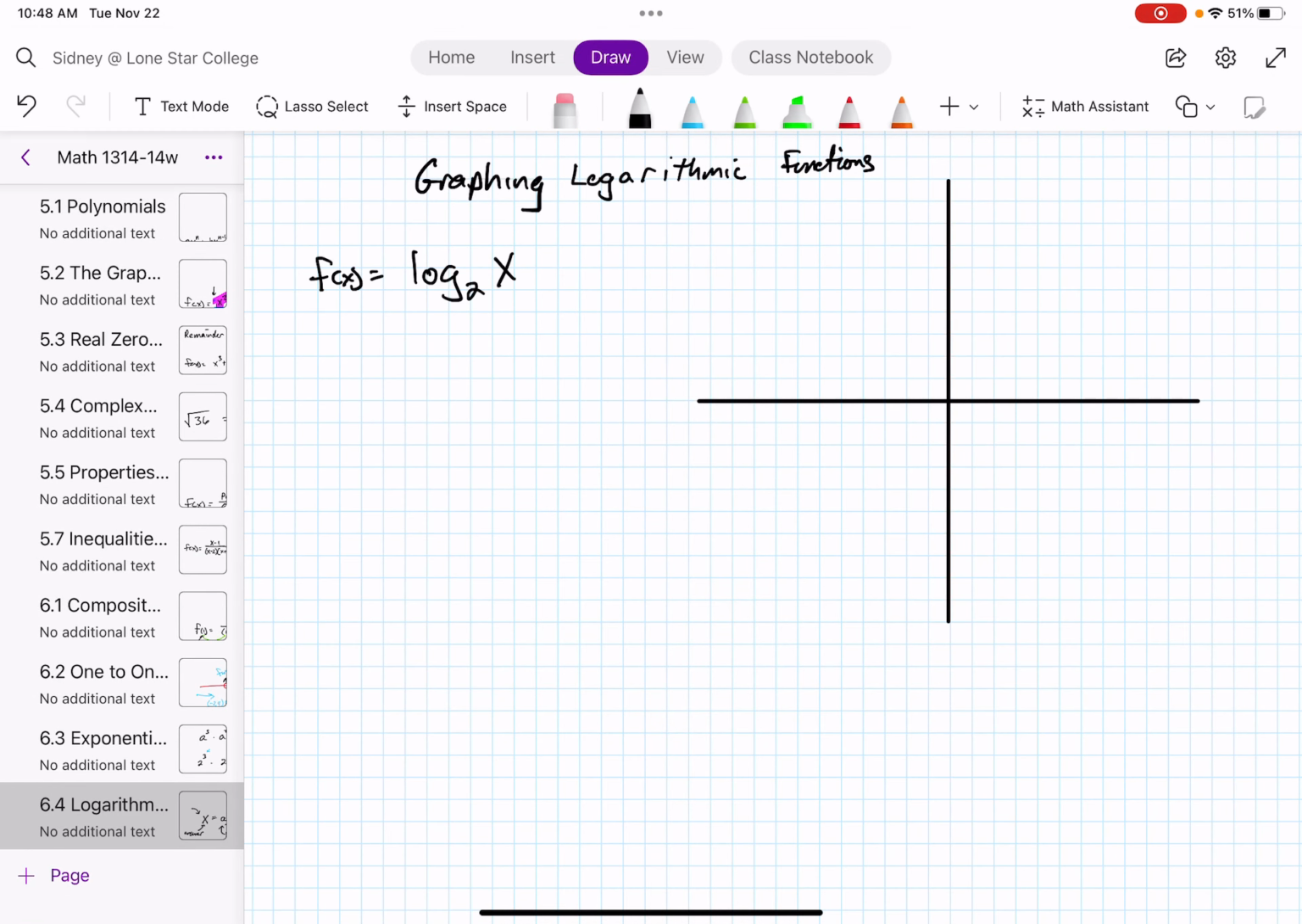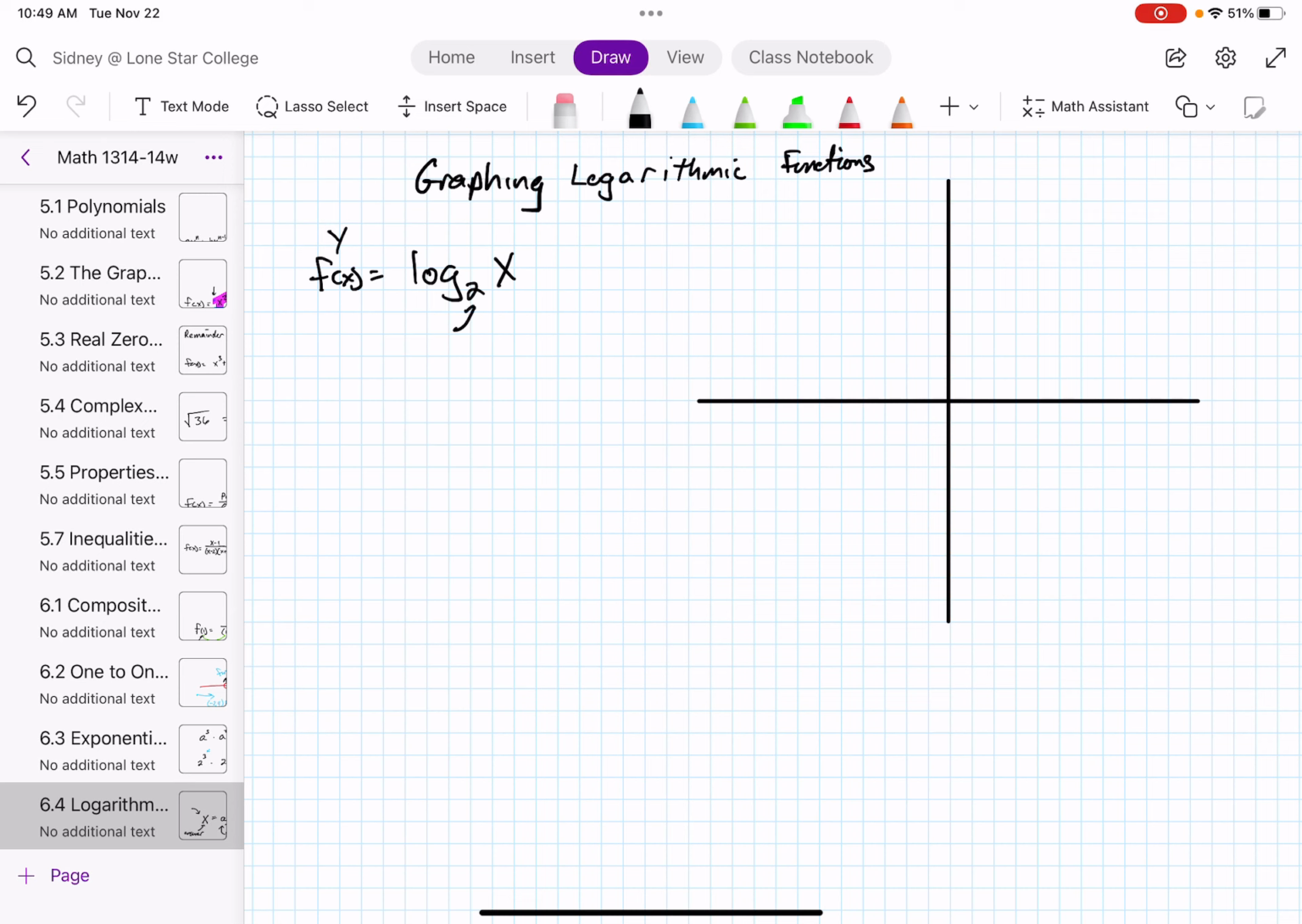So in this video, we're going to look at graphing logarithmic functions. A logarithmic function looks like f of x equals log base 2 of x. I want you to remember that this is effectively y equals log base 2 of x, and we need to think about this in its exponential form. It'll help us graph it.